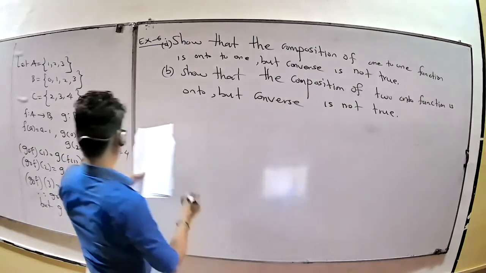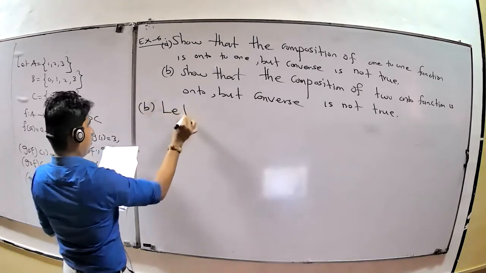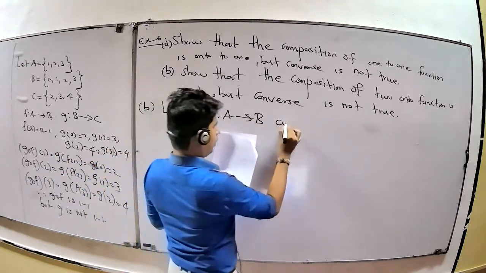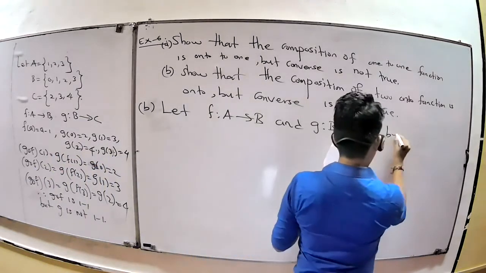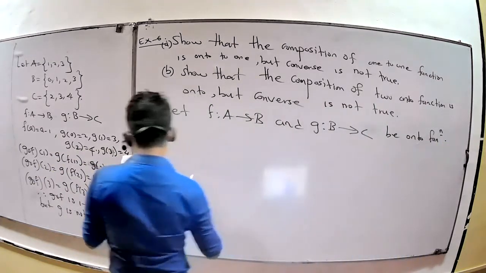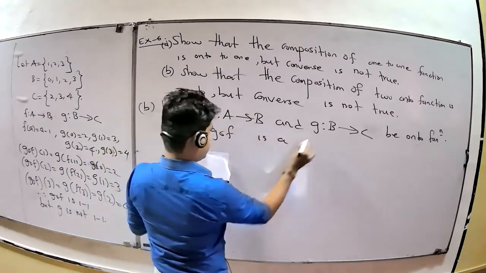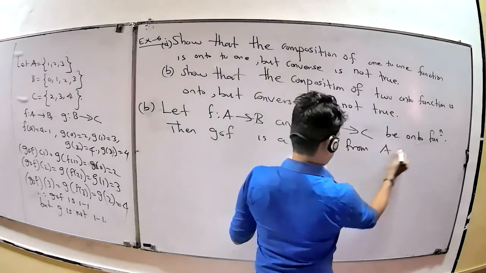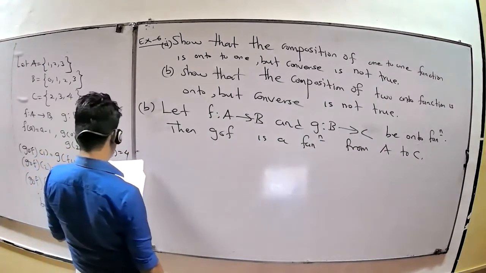Converse part. Okay, for the B part, let f be a function from A to B, and e be another function from B to C, both onto functions. Then e composition f is a function from A to C. We want to show that e composition f is onto.